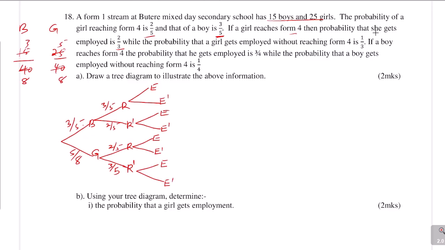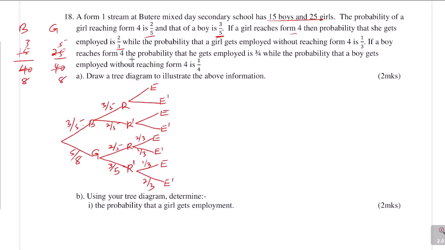If a girl reaches Form 4, the probability that she gets employed is 2/3, so not getting employed will be a third. Then the probability that a girl gets employed without reaching Form 4 is a third. Without reaching Form 4 for a girl is given by this branch R prime. So that one will be a third, and this one will be 2/3.